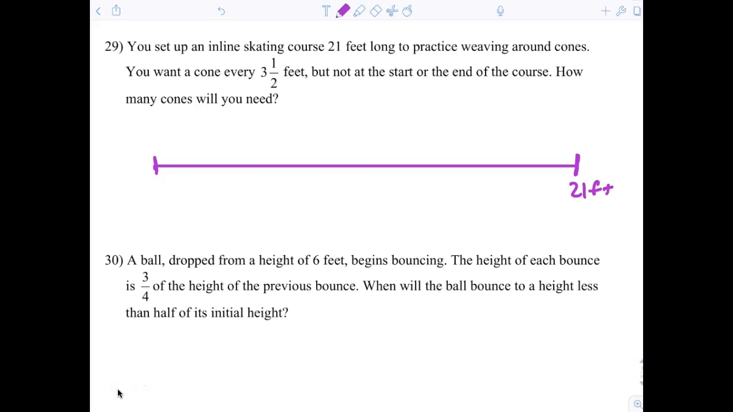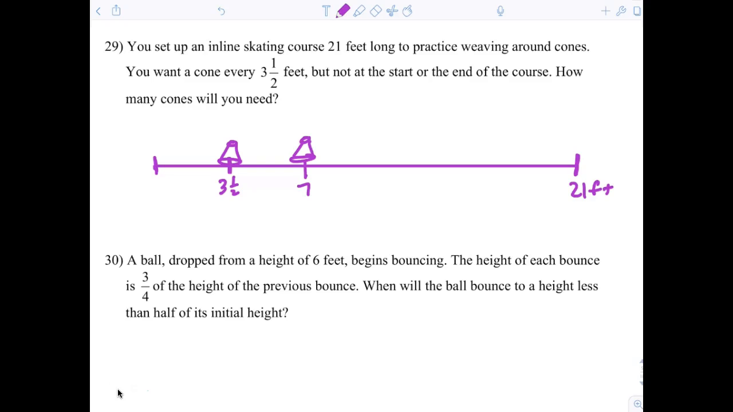Now, again, in your mind, here's what you should be saying. There's my 21 feet. Does a cone go at the first spot? No. So now I'm going to measure out what? I'm going to measure out 3.5 feet, and then I'm going to put a cone down. Everybody with me? And then I'm going to measure out another 3.5 feet, which is going to take me to what foot mark? Does everybody understand? I'm at 7 feet now, right? So at 7 feet, I'm going to require another cone. And then what?